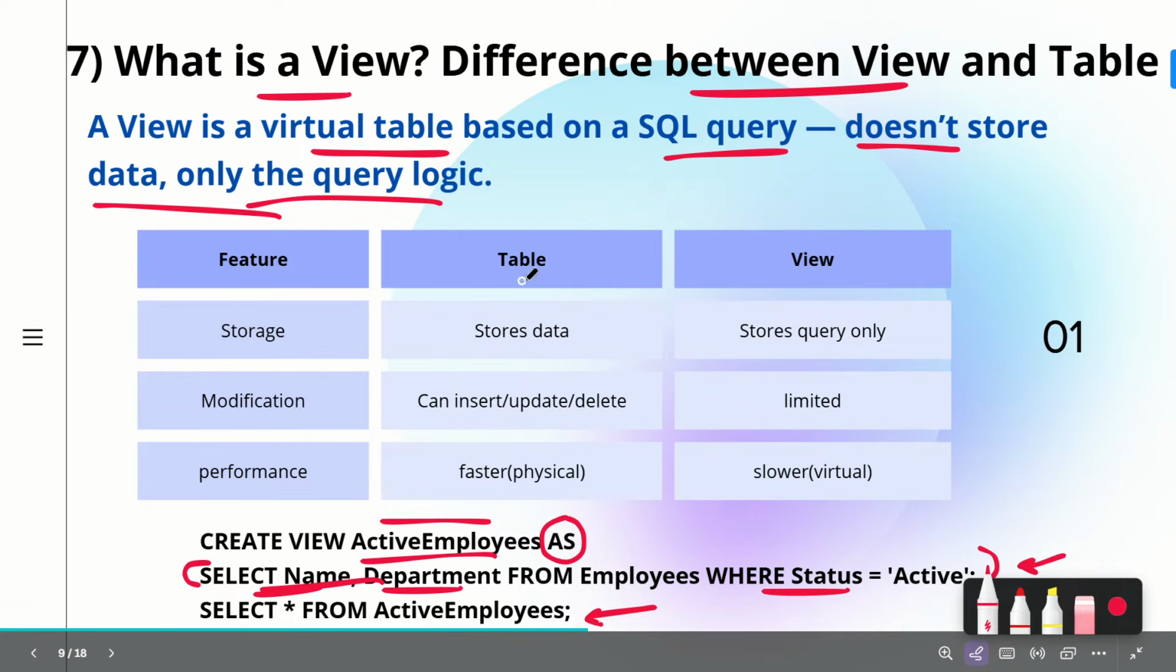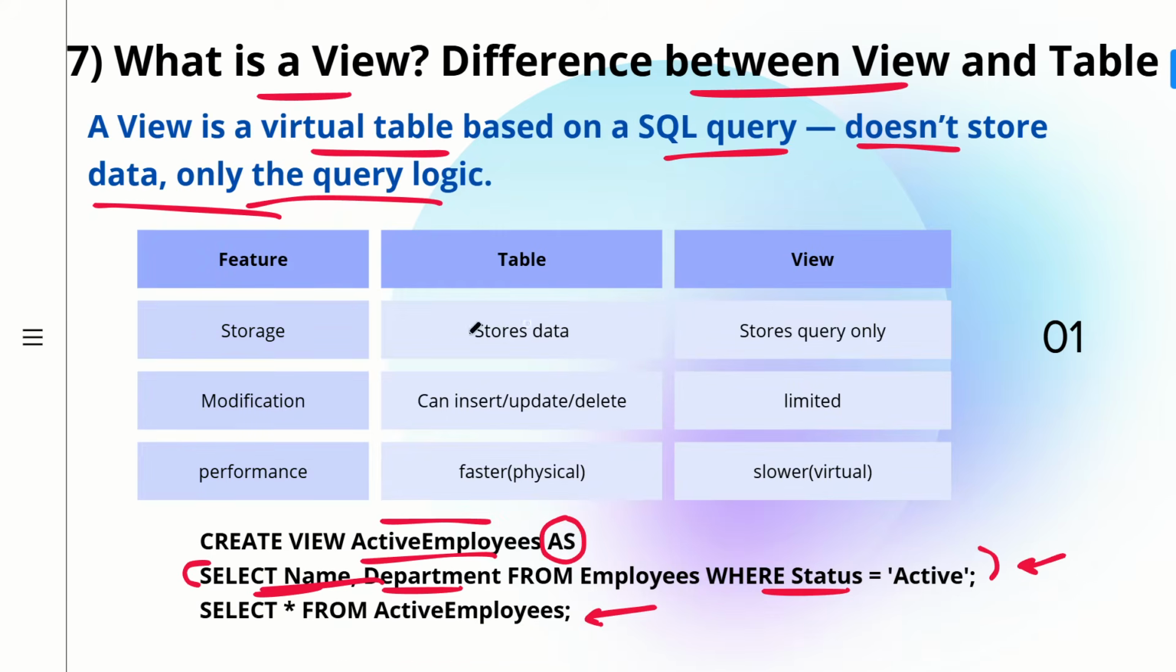Now, features between table and view. We will see the difference between table and view. Feature wise, we will first see the storage. From a storage perspective, a table stores the data, whereas a view stores the query only, which we have seen in the example below.